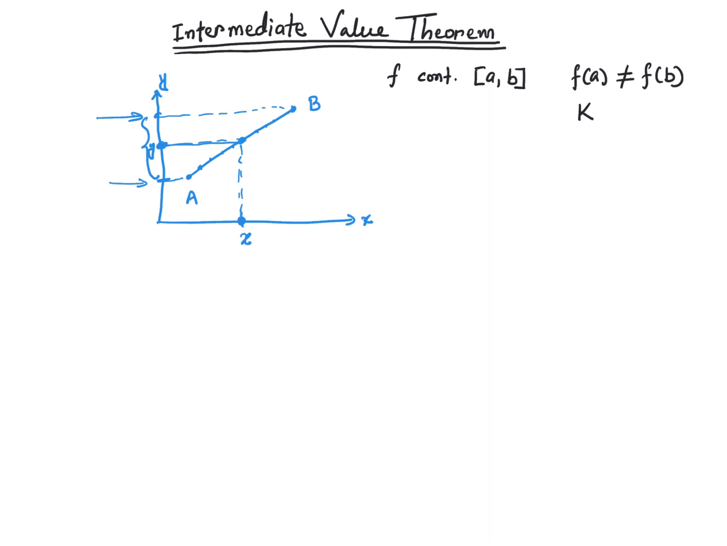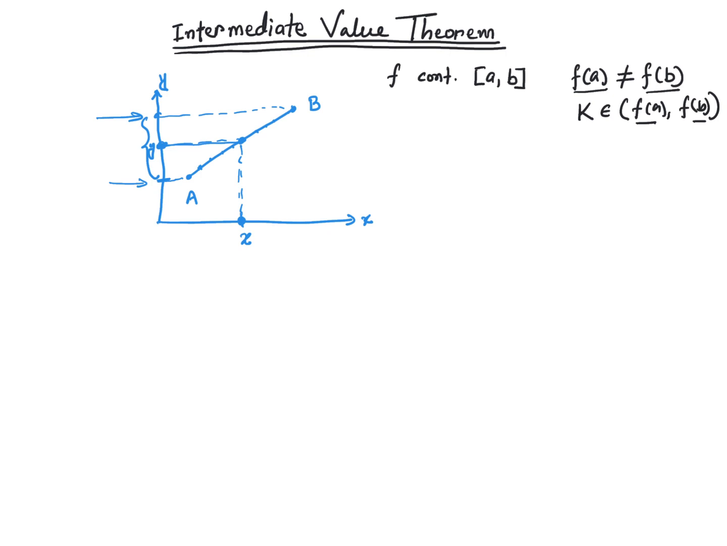Remember, this k is in the range, not in the domain. It's in between f of a and f of b. So k is an element of the interval f of a comma f of b. By the way, I don't know which one is bigger in this case. I'm just making the assumption that f of a is less than f of b, or it could be the other way around too. If f of b is less than f of a, then we just need to switch it. That's about it.